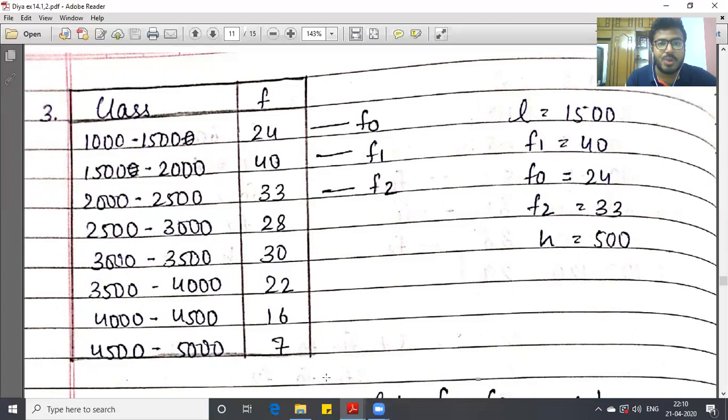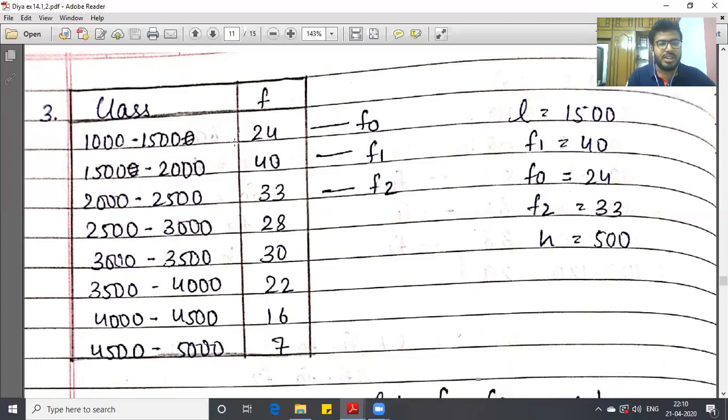So at that time, what value do you have to take for f2? 0. Is that clear? So if f1 is in the first place, the f0 value will be 0. If the f1 value is at the last, then the f2 value will be equal to 0. So that is something that can be asked. There is no question on it till now, but it can be asked. So at that time, remember, it works in this manner.